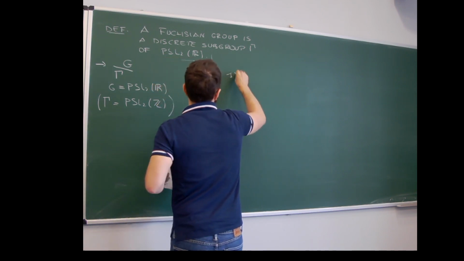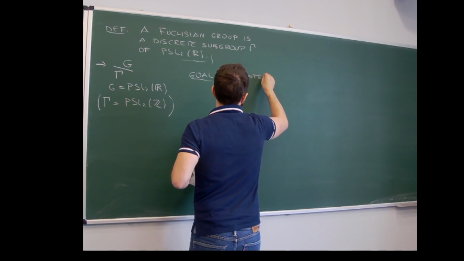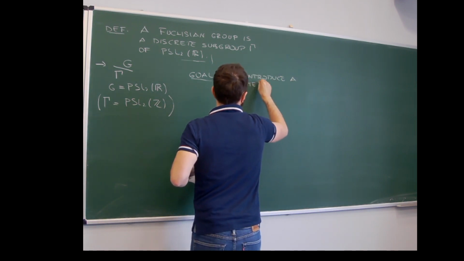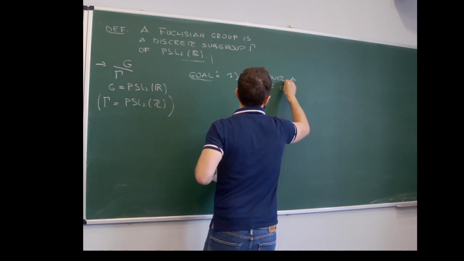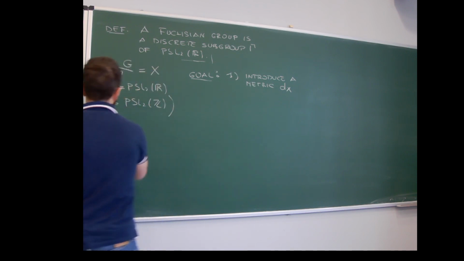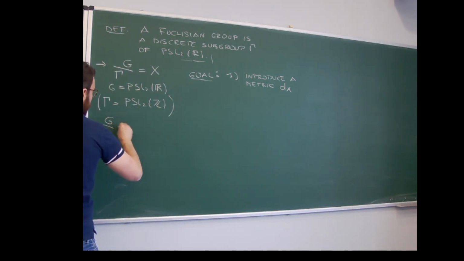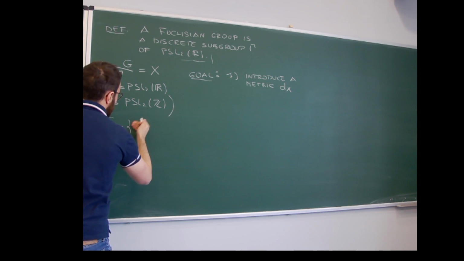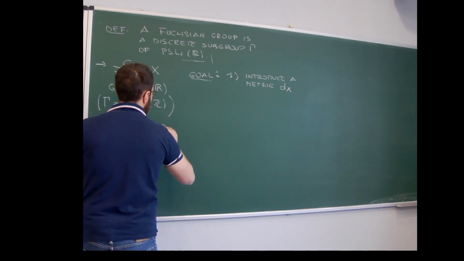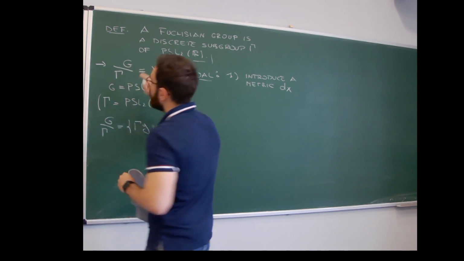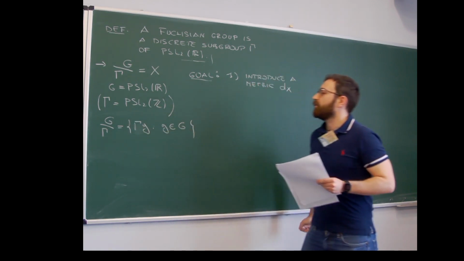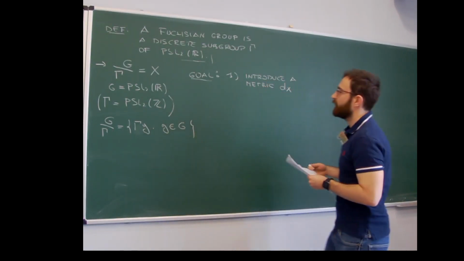So number one is to introduce a metric, which I'll call d_X, okay? X is my space G mod Gamma. Again, G mod Gamma is, of course, just the set of classes, equivalence classes of the form Gamma g, such that g is in G. Gamma is not necessarily normal, okay? So this is just a set, okay? It's not necessarily a group.